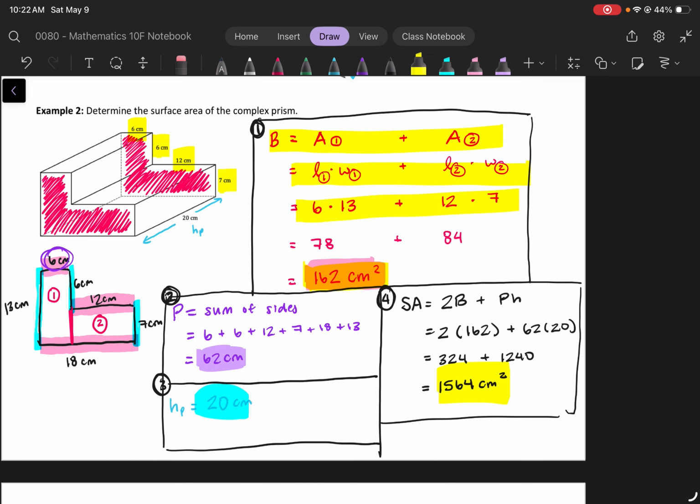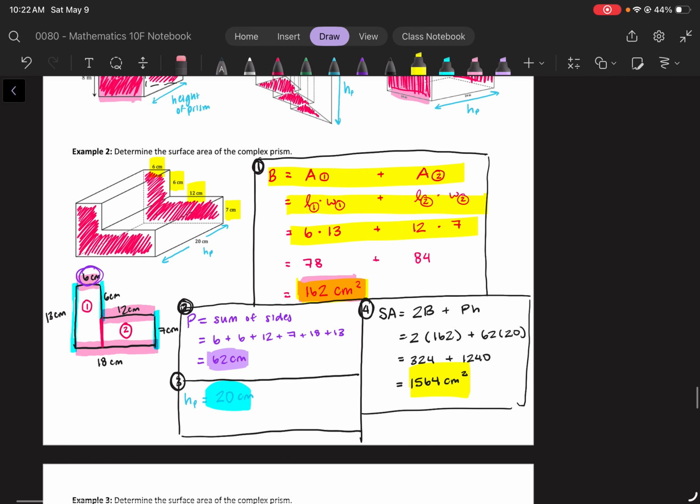Okay. Hopefully you're looking at this and you're like, oh my gosh, this isn't as bad as I thought. We know how to find the area and perimeter of composite shapes. We know how to find the surface area of prisms. So hopefully you're like, okay, it's more work, but I could understand how they're being put together.